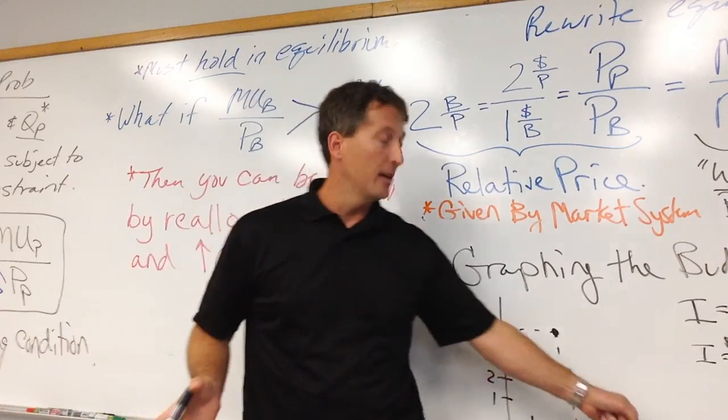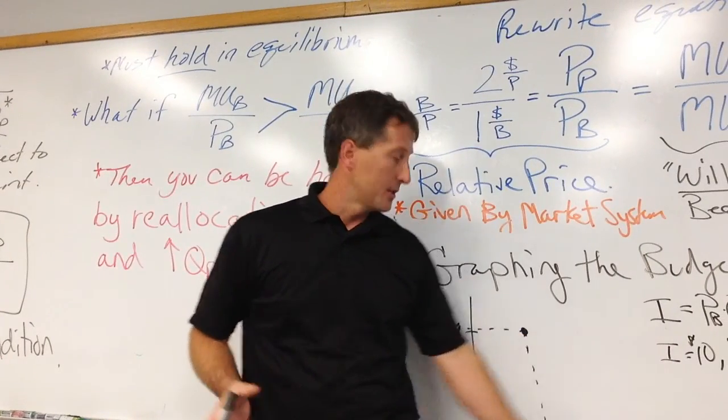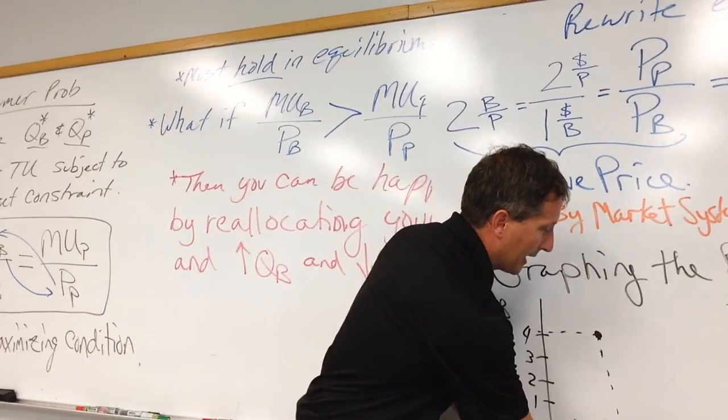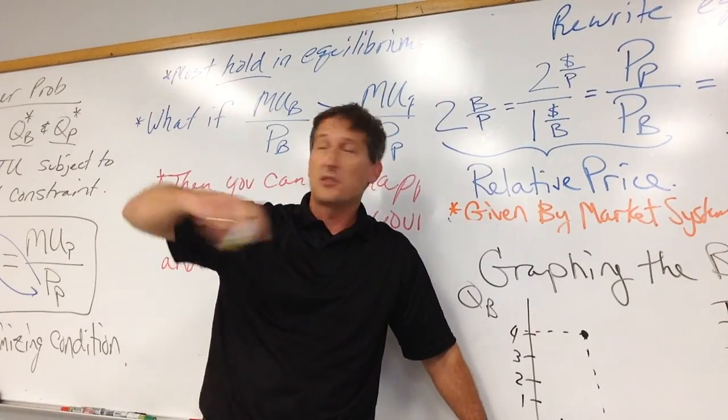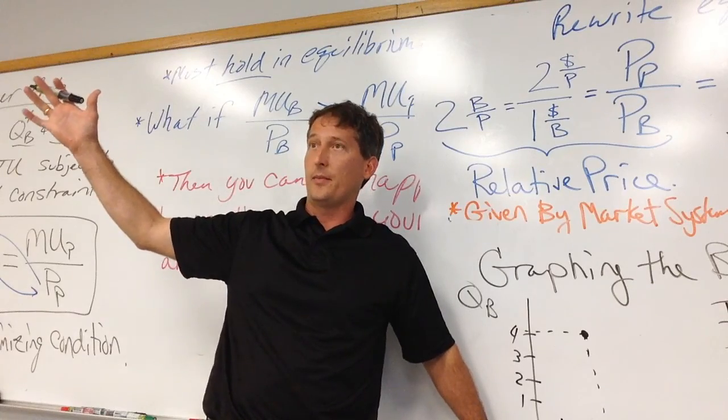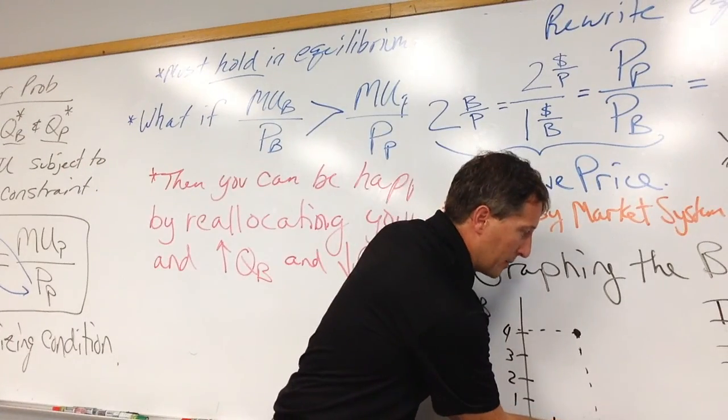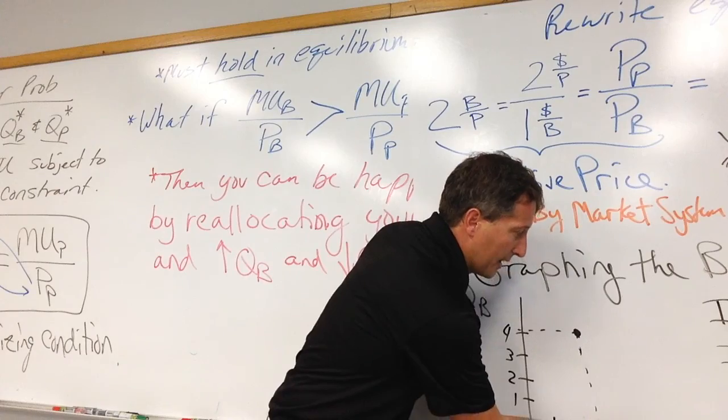5 pizzas and 0 beers. So what if I spend all my money on pizza? Pizza runs $2. I have $10, so I can blow everything on pizza. So another point would be right here on the horizontal axis.